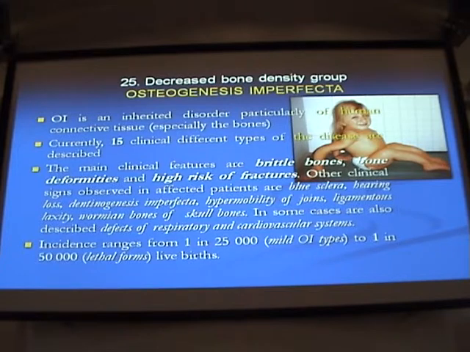Osteogenesis imperfecta is an inherited disorder, particularly of human connective tissue, especially the bones. Currently, 15 clinically different types of the disease are described. The main clinical features are brittle bones, bone deformities, and high risk of fractures. Other clinical signs observed in affected patients are blue sclerae, hearing loss, dentinogenesis imperfecta, hypermobility of joints, ligament laxity, and thin bones of the skull. In some cases, defects of the respiratory and cardiovascular systems are also described. Incidence ranges from 1 in 25,000 in mild osteogenesis imperfecta types, and 1 in 50,000 in very severe lethal forms.